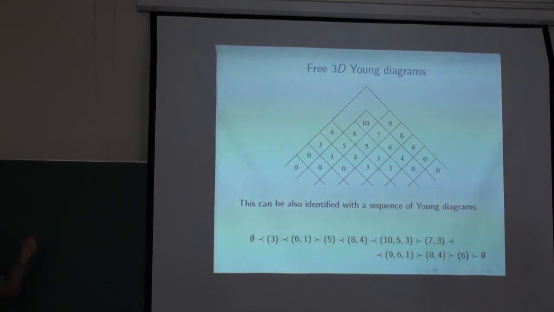So how to understand when you step up, when you step down? To do that, just look at the boundary. When your boundary goes up, then the Young diagram grows as well. So for example, from 3 to 6 the boundary goes up, so this Young diagram is smaller than this one. But when your boundary goes down, then your Young diagram decreases. So here the boundary goes down, and you see that from this Young diagram to this, your Young diagram decreases. So you get this sequence.